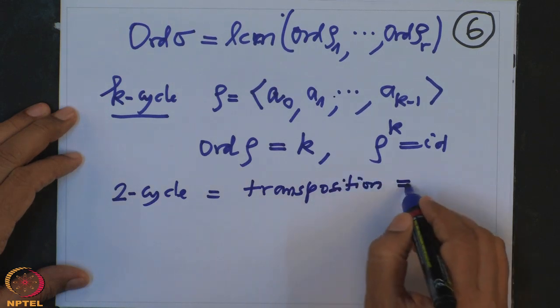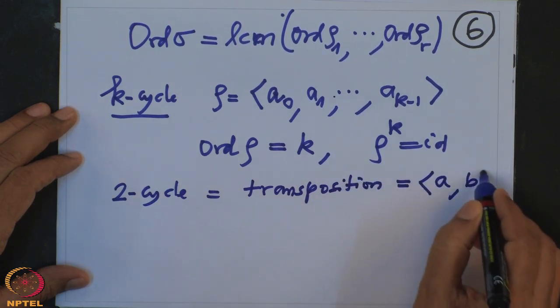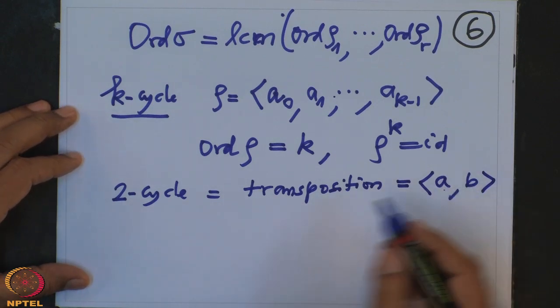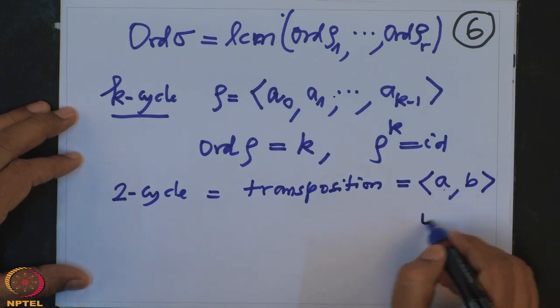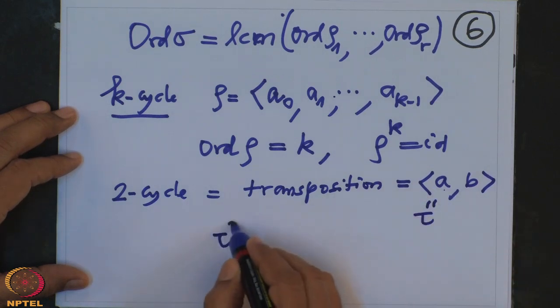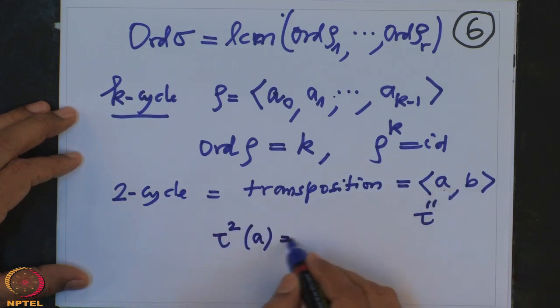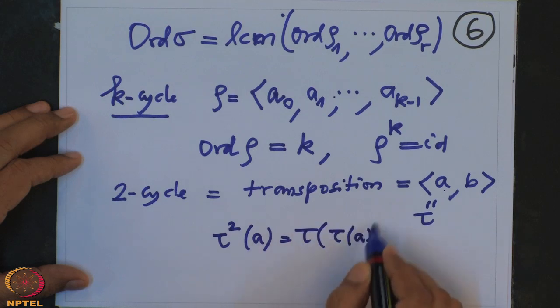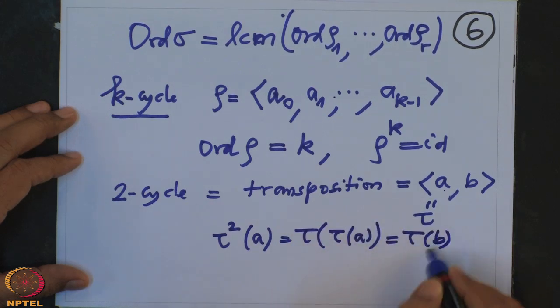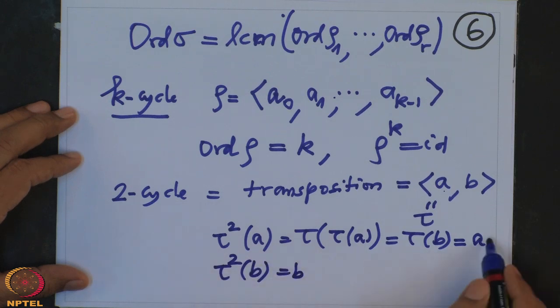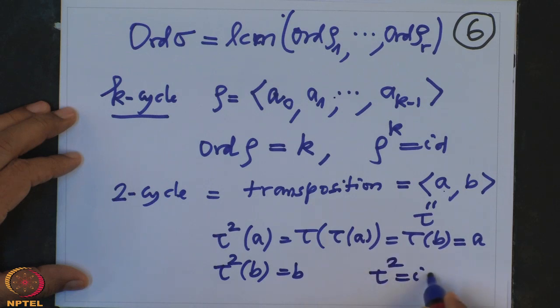The transposition looks like (A B). There are only 2 elements which move under the transposition, A and B. Remaining elements are fixed. This is usually denoted by tau. So tau square, if I want to compute, look at tau square of A: tau of A is B, so this is tau of B, but tau of B goes back to A, so it is A. Similarly, tau square of B is B. Therefore A and B are fixed and the remaining are already fixed, therefore we conclude that tau square is identity.